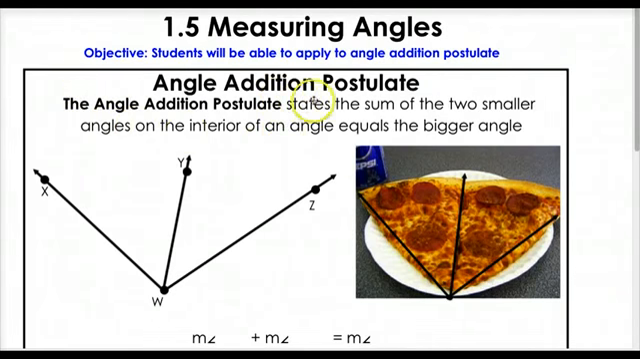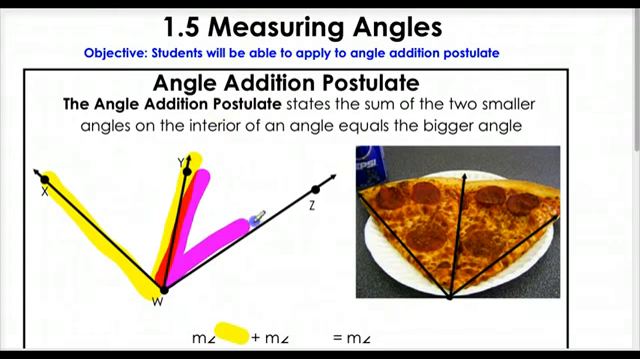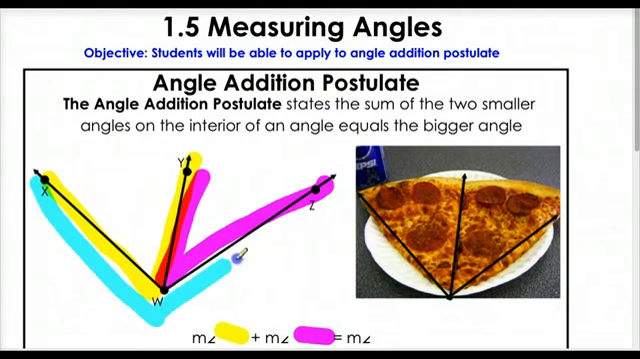The angle addition postulate states that the sum of two smaller angles, these guys right here, on the interior of an angle equals the bigger angle. What? Listen, I'm a visual learner, so let's highlight this. And if you have a highlighter, you should be doing this too. What this is saying is the two interior angles, XWY and YWZ, these are the two smaller angles, okay? They are going to equal this bigger angle, XWZ.